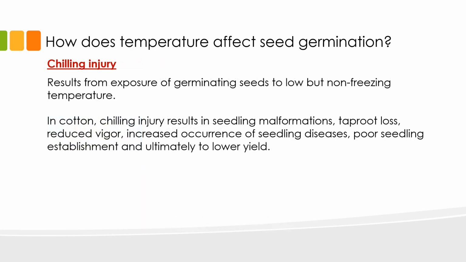While some seeds require cold exposure to germinate, others, especially those of tropical plants, are susceptible to cold exposure. When germinating seeds of tropical plants are exposed to low but non-freezing temperature, they suffer from chilling injury. In cotton, for example, chilling injury results in seedling malformations, taproot loss, reduced vigor, increased occurrence of seedling diseases, poor seedling establishment, and ultimately to low yield.